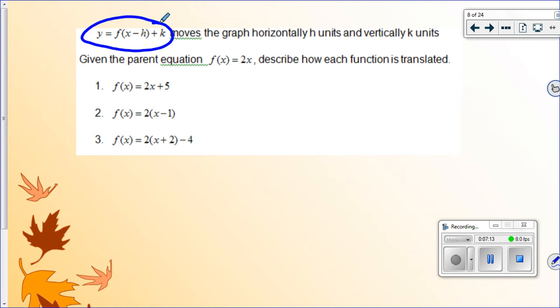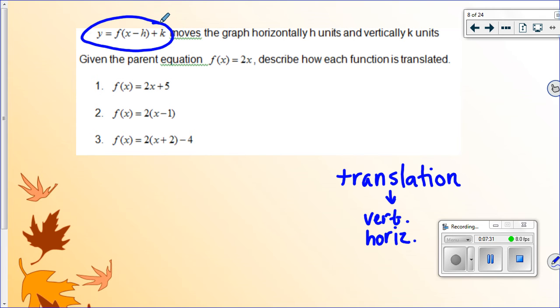Now remember that a translation is just a slide, right? So I'm moving vertically, horizontally, or both. I can do both of those things. I'm just taking my line, sliding it up or down, sliding it right or left, and looking at the resulting equation. So let's take a look at some of these examples.